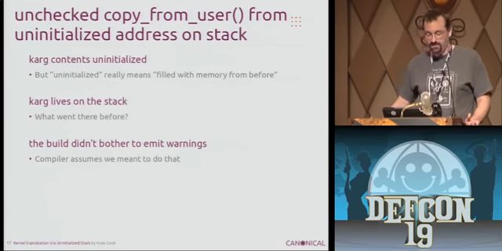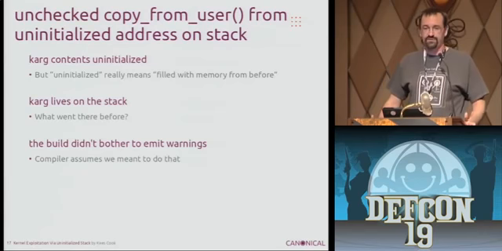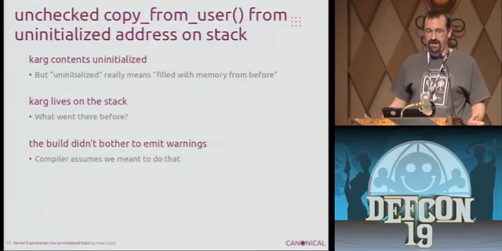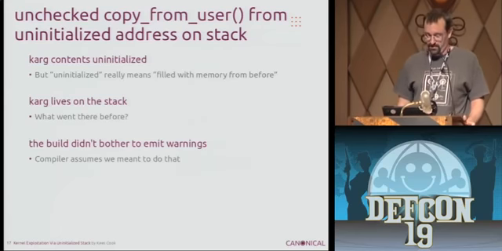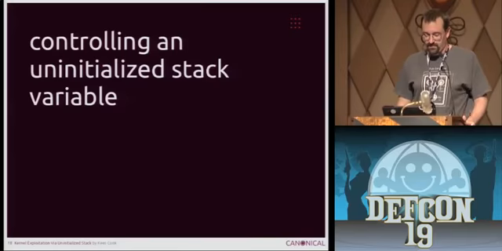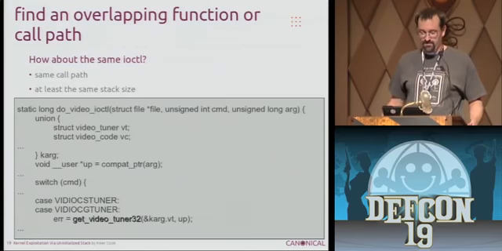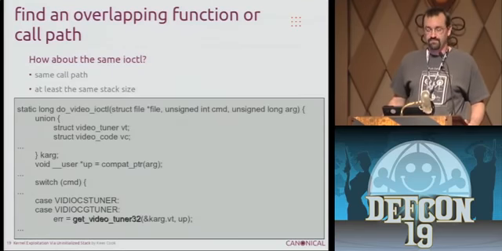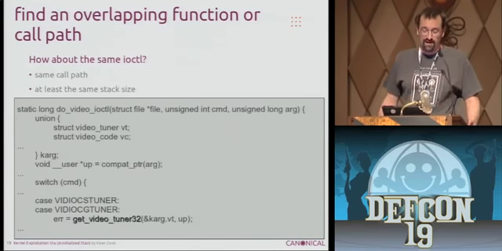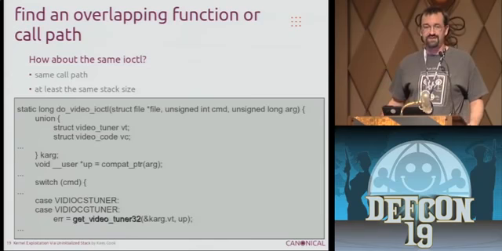One of the questions is why does this even show up? Why didn't anyone notice it? The problem is that we passed everything by pointer value, so the compiler just ignored it, figured we knew what we were doing when we built it. So to control this variable, you find something else that builds the stack in a similar fashion. Lucky for me, this was in an I/O control, which means that you just pick a different option for your I/O control, and you'll actually have exactly the same stack layout.